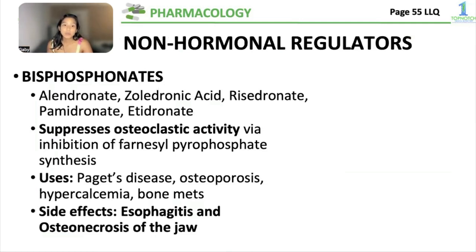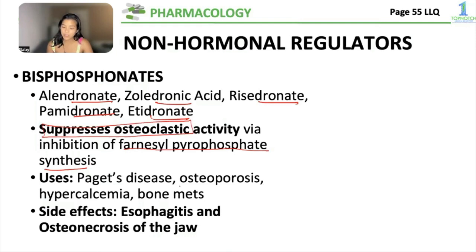We also have non-hormonal regulators. So these are your bisphosphonates, your dronates: alendronate, pamidronate, risedronate, zoledronic acid, etidronate. They suppress osteoclastic activity. So that's all you need to know. You don't need to memorize farnesyl pyrophosphate synthesis. You just need to know they suppress osteoclastic activity. Osteoblasts build bone, osteoclasts eat bone. So by suppressing the eaters of the bone, you have stronger bones.